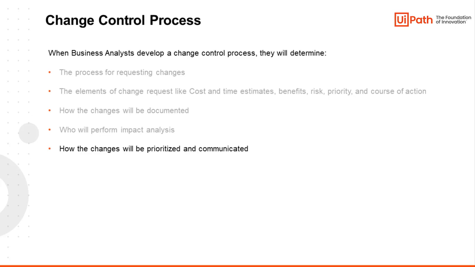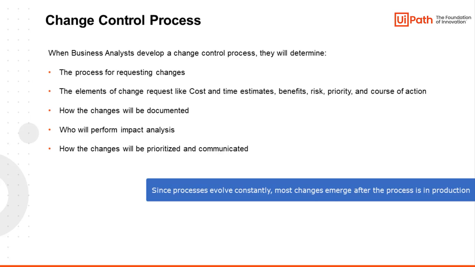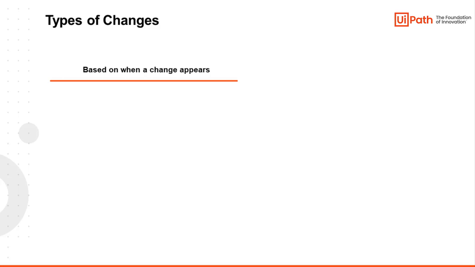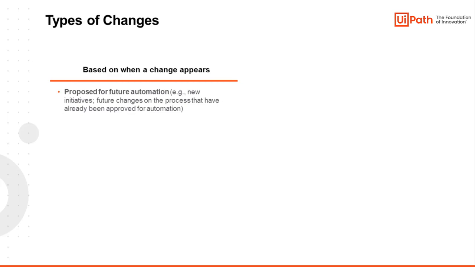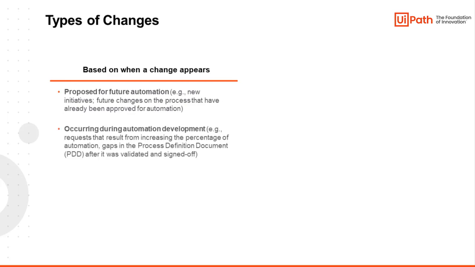For the solution design and development and testing phases, we discussed a bit about how a business analyst will approach changes during development. But as automation is a journey and processes are constantly evolving, most changes will emerge after the process is in production. There are multiple types of changes, depending on when they appear. Changes proposed for future automation, which include new initiatives or future changes on the process that have already been approved for automation. Changes occurring during automation development, which include requests that result from increasing the percentage of automation or gaps in the process definition document after it was validated and signed off.